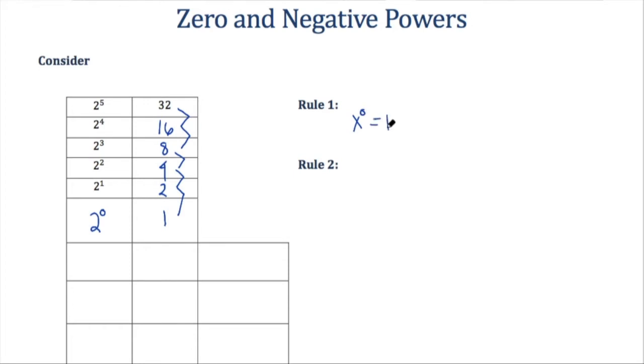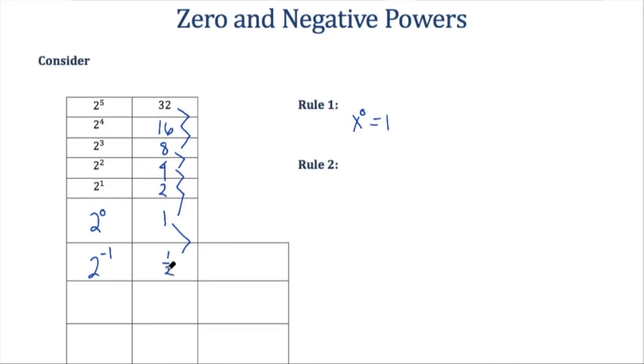It could be 5 to the 0, that's 1. 6 to the 0, that's 1. X to the 0, that's 1. Anything to the 0 power is 1. But we can go further. If we keep our exponents going down, next would be 2 to the negative 1. And if we divide 1 by 2 again, we get a half.